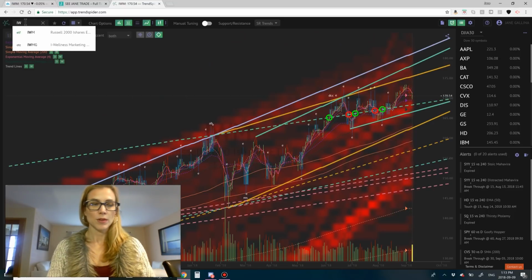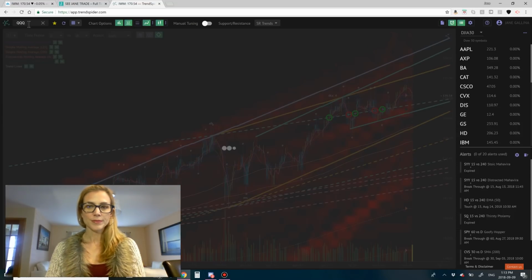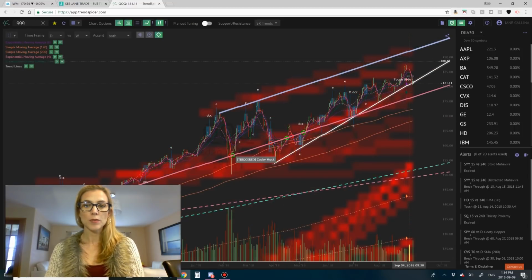And then if we go to the NASDAQ ETF, triple Q, you can see, same scenario, that they're in the downward movement. NASDAQ looks like it hit a daily trend line, and it could bounce up here further, or it could continue on down here to the area of 176.